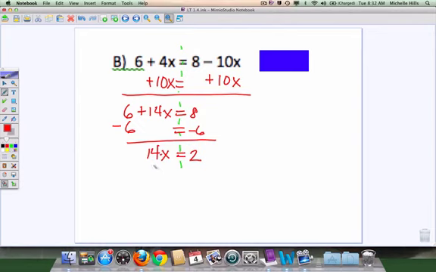Now, single variable term equals single constant. To undo this multiplication between the 14 and the x, I would have to divide by 14. And again, if I punch 2 divided by 14 in my calculator, I get a decimal that fills the entire screen. So instead of giving a decimal, I need to just reduce this fraction. 2 over 14 reduces to 1 over 7.